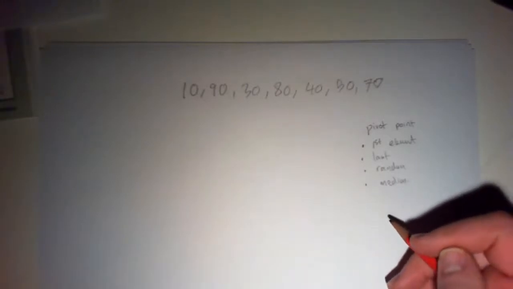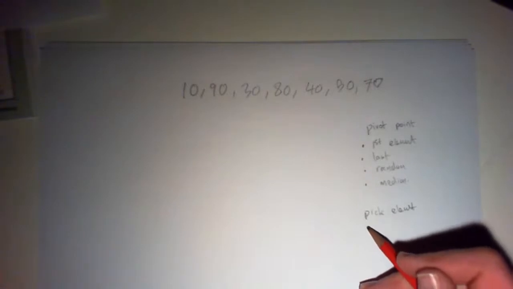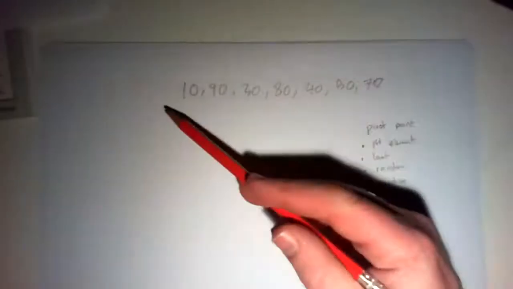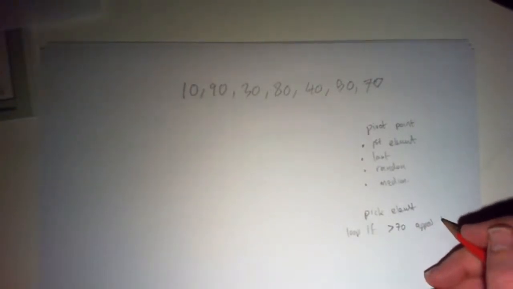So what's the algorithm for this one? The algorithm is: pick an element, and then loop through the rest. I'm always going with the last, so I'm going to pick 70. I loop through the rest, and if a number is greater than 70, you append it to list 1, else append it to list 2.